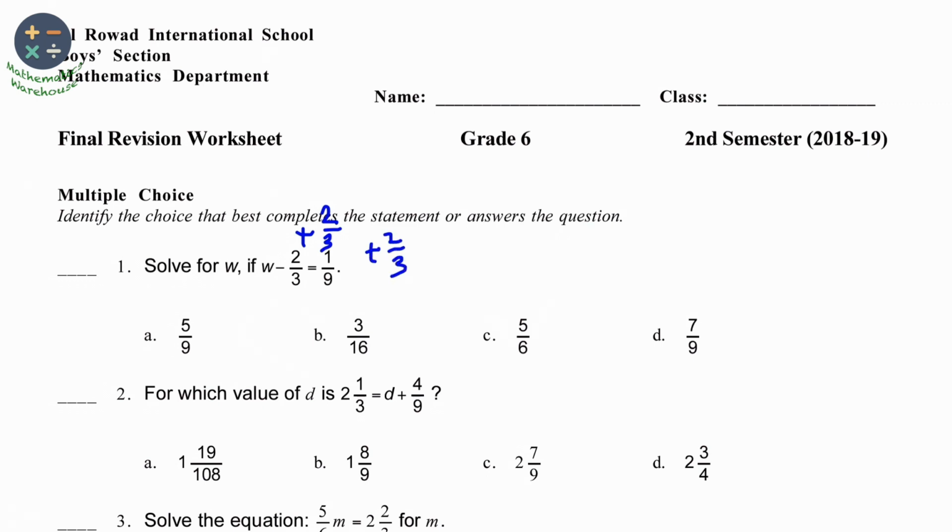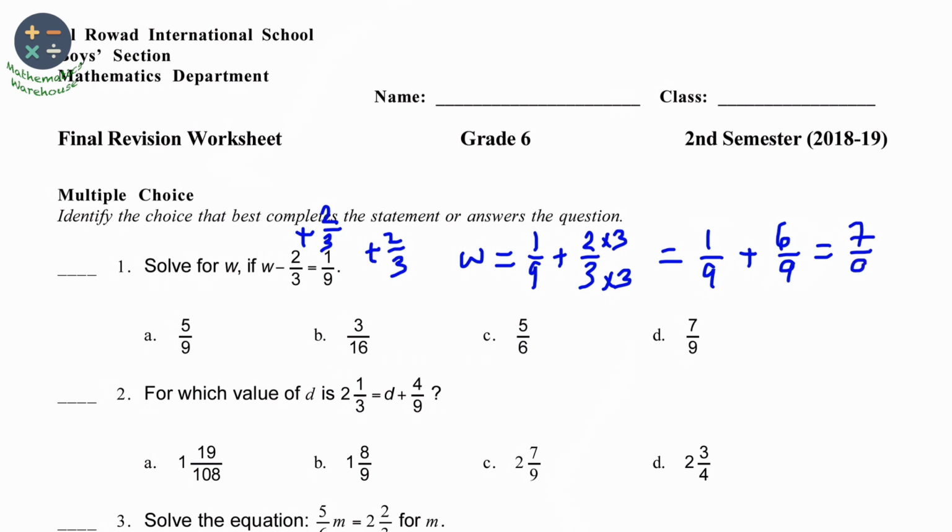So now W equals 1 over 9 plus 2 over 3. We can convert 3 to 9 by multiplying by 3. Multiply up and down. We have to multiply both numerator and denominator by the same number. So now it will be 1 over 9 plus 6 over 9 equals 7 over 9. So the answer will be D, 7 over 9.